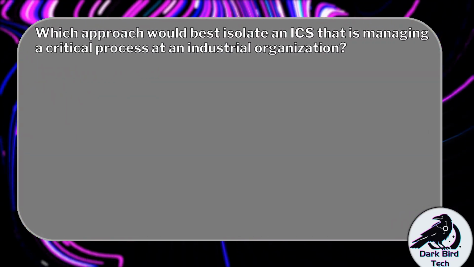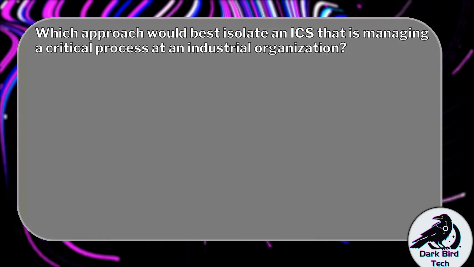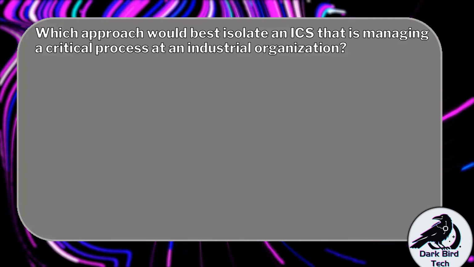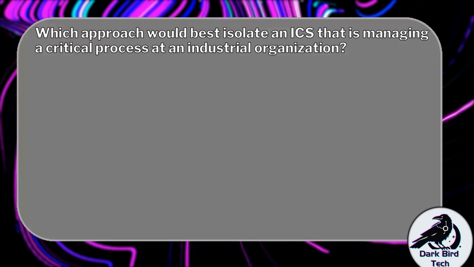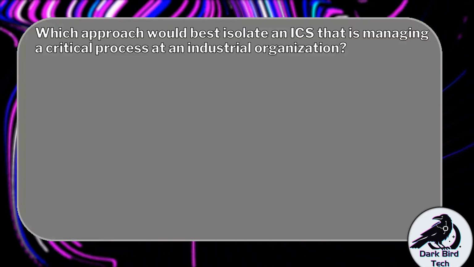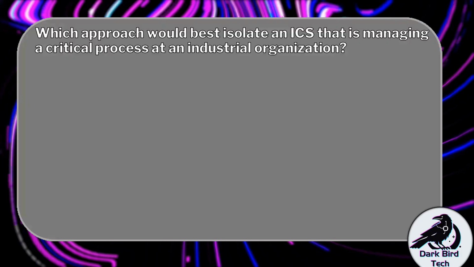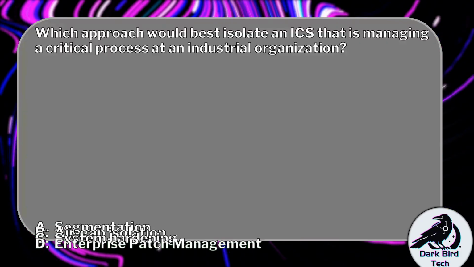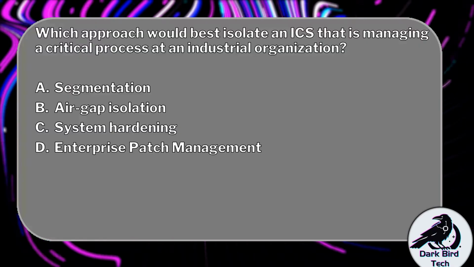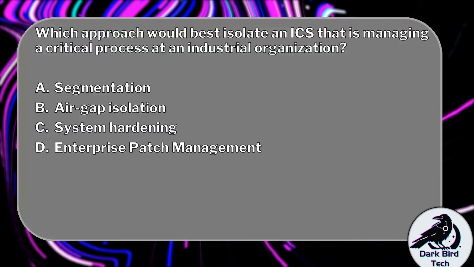Next up, which approach would best isolate an ICS, or an industrial control system, that is managing a critical process at an industrial organization? So I'm going to give you a chance to think about what you would like to see as far as ICS isolation is concerned. But our options are segmentation, air gap isolation, system hardening, and enterprise patch management.